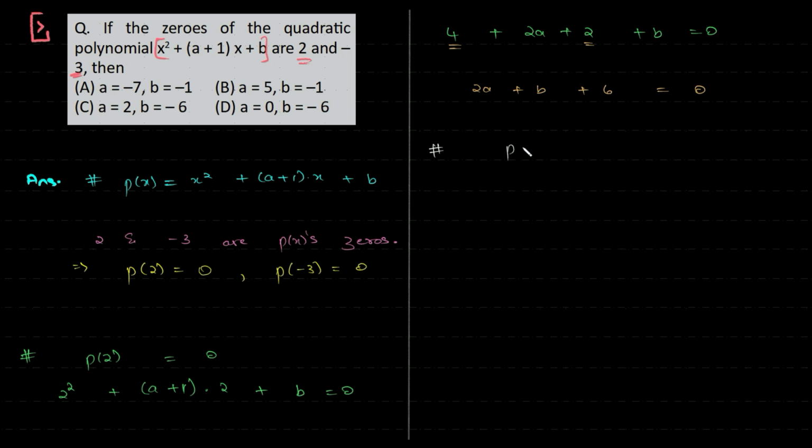So let's simplify p of minus 3 being equated to 0. So we have minus 3 the whole square plus a plus 1 into minus 3 plus b is equal to 0, and we have 9 minus 3a minus 3 plus b is equal to 0. And we have 9 minus 3 is 6, minus 3a plus b plus 6 is equal to 0. Okay, both the places we're getting 6 itself.